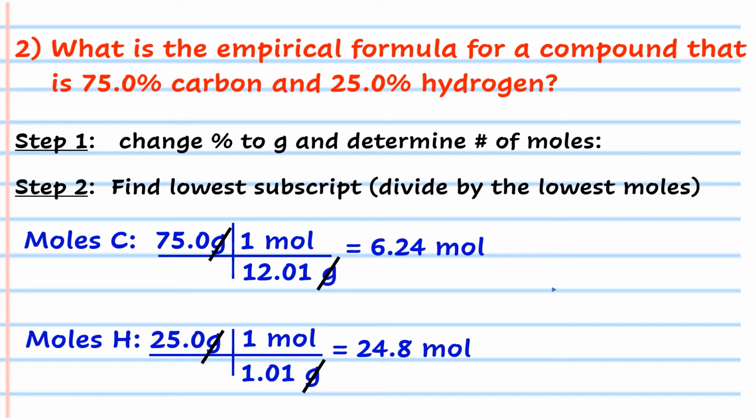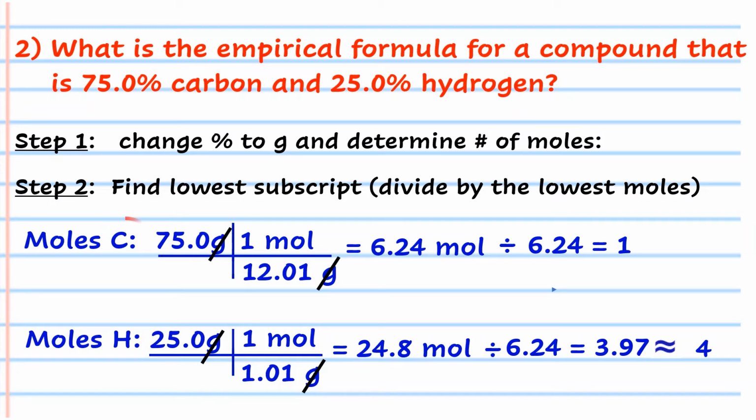So remember, step 2 is we're going to take those moles and find the lowest subscripts by dividing both moles by the smallest number. And in this case, the smallest one is 6.24. So 6.24 divided by itself is 1. 24.8 divided by 6.24 is going to equal 3.97. And again, we're going to say that 3.97 is almost equal to 4. It's close enough to 4 that we can round up because it's only 3/100ths away from 4.